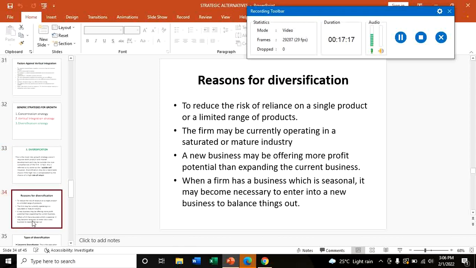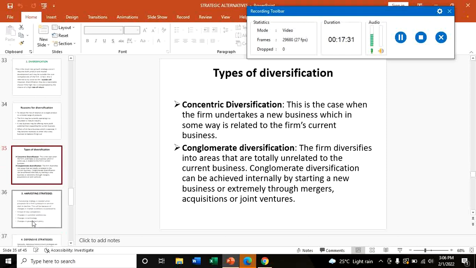There are quite a number of reasons why organizations choose to diversify. To reduce the risk of reliance on a single product the firm may be currently operating, a new business may be offering more profits, and things of that nature. There are 2 types of diversification: concentric diversification and conglomerate diversification. Concentric is the case when the firm undertakes a new business which is more or less the same as the current business.